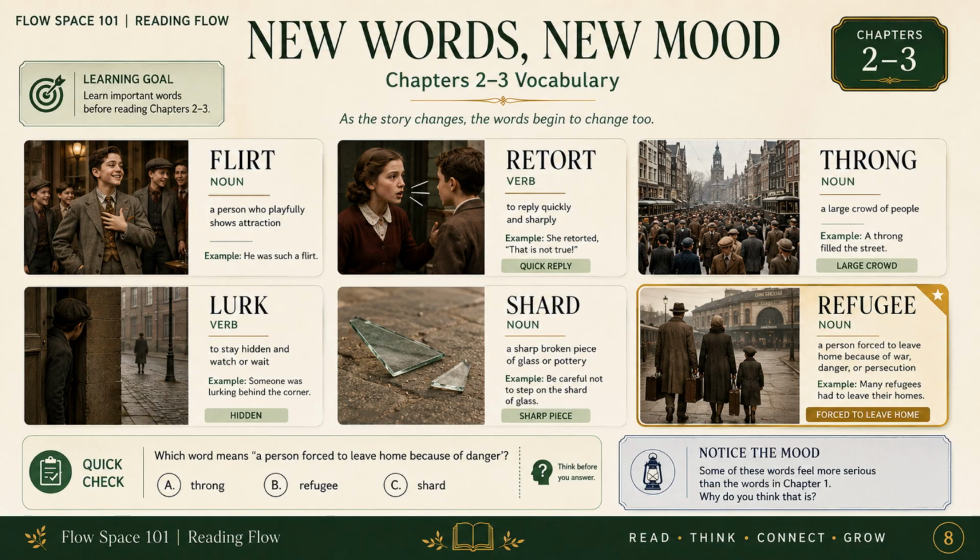And our most important word on this slide is refugee. A refugee is a person who is forced to leave home because of danger, war, or persecution. Notice that some of these words feel different from the vocabulary in chapter 1. They feel more serious. That is a clue. The story itself is beginning to change.